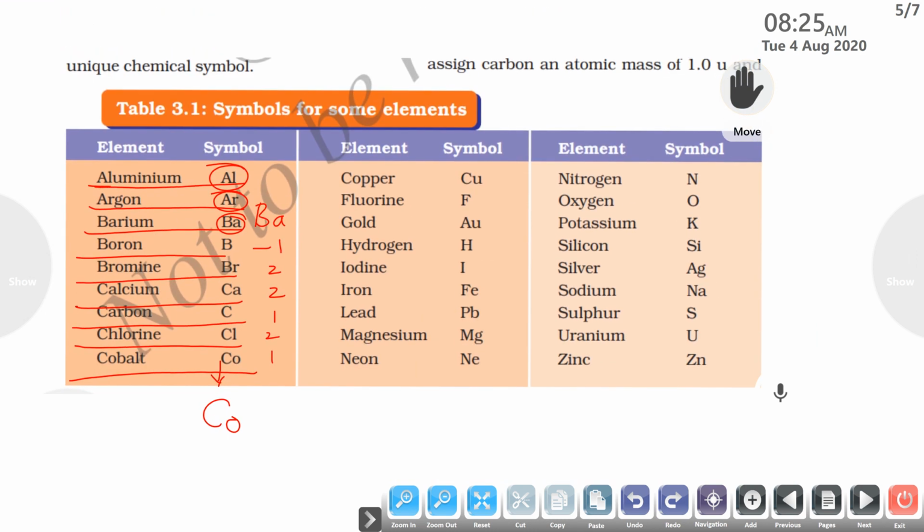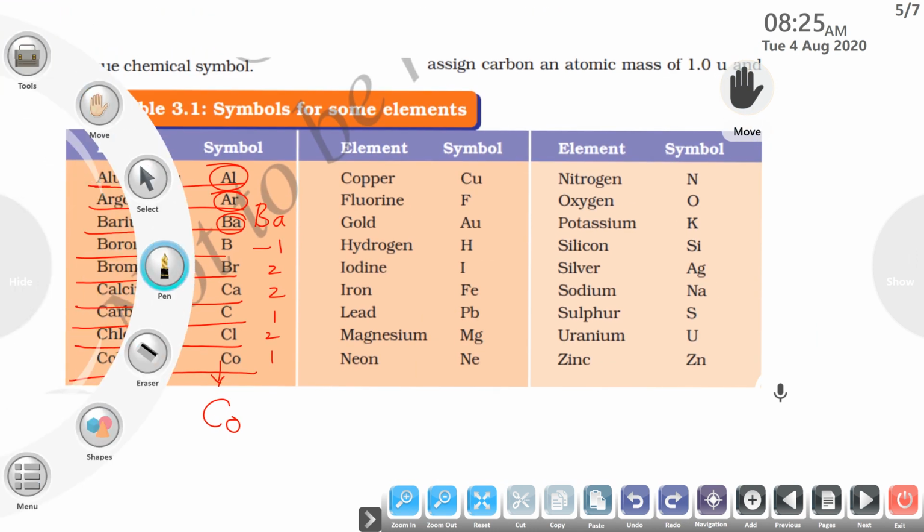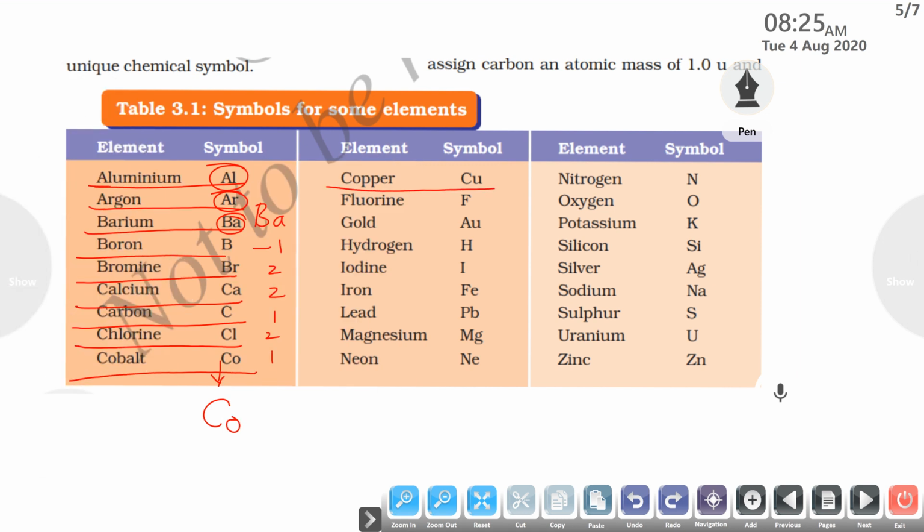Next, here is copper. It is derived from cuprum. Here Cu means cuprum. Then fluorine is a single letter. Gold, here gold means aurum. Aurum means light or shine. Then hydrogen is a single letter. Iodine is taken from the first letters. Iron is taken from the Latin word ferrum.